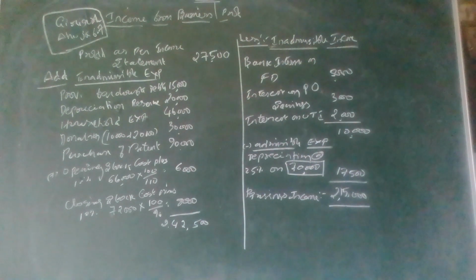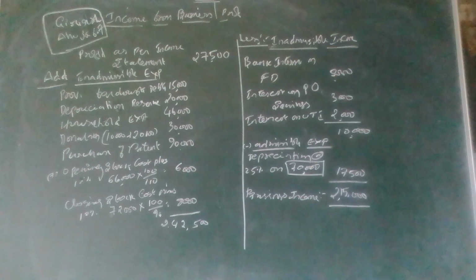So income 27,500, add inadmissible expenses. First item, provision for doubtful debts, depreciation reserve. Please mind it, any amount given as provision for doubtful debt, if it is given in the name of provision or reserve, then that should be taken as an inadmissible item, because provisions and reserves are inadmissible. So provision for doubtful debt is inadmissible, depreciation reserve is inadmissible.